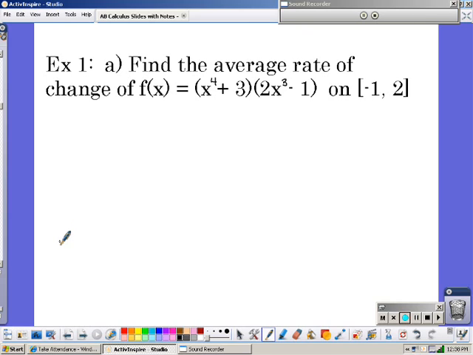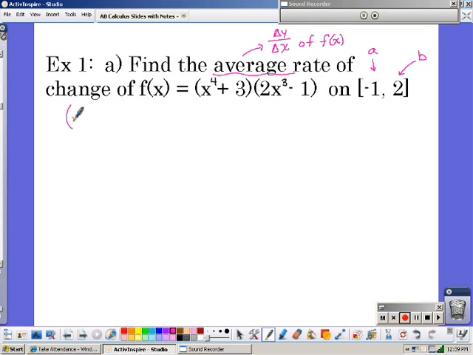I've got a nice product right here, and it asks us to find the average rate of change of this function. Now, if you look back in your notes, the average rate of change is just delta y over delta x of the original function, f of x. So in order to get started, I'm going to look at my interval. Here's my a value. Here's my b value. And probably the most prudent thing to do is to go ahead and get my xy pairs.